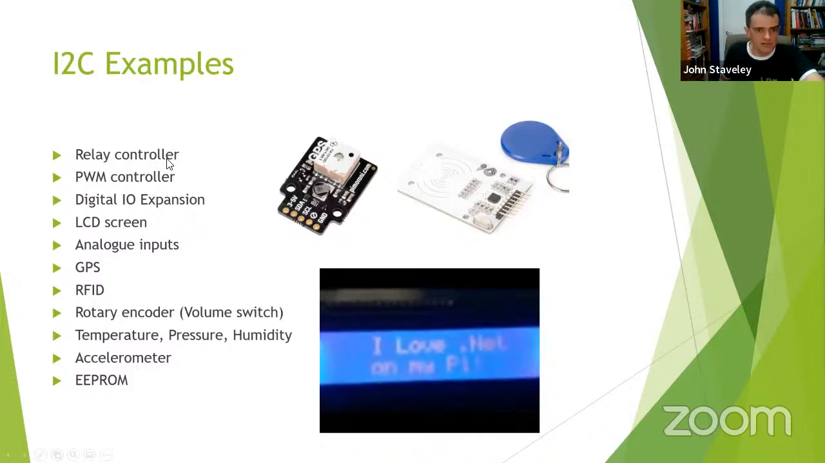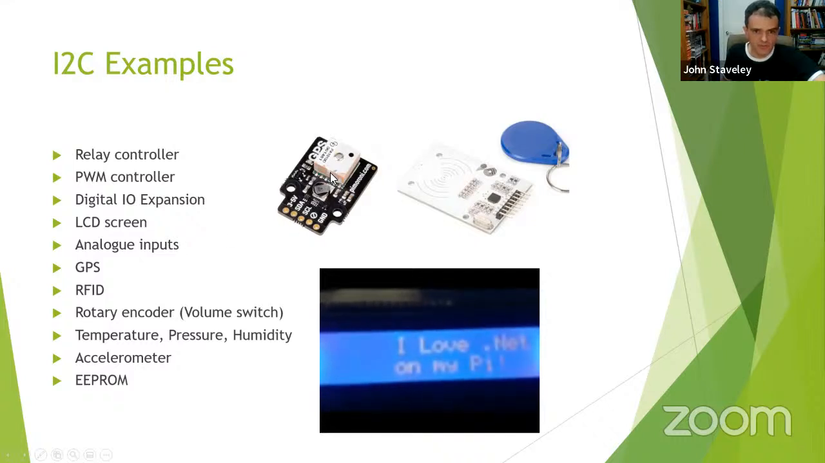A relay controller, which I'll be demoing later, as with a PWM controller. And you've got digital I/O expansion if the Pi doesn't come with enough I/O for you. This LCD screen is I2C based, so you just send pipe commands down the line, and it displays different messages based on you. Apologies for the poor quality video, but it's an animated GIF. Analog inputs, which I'll be demonstrating later.